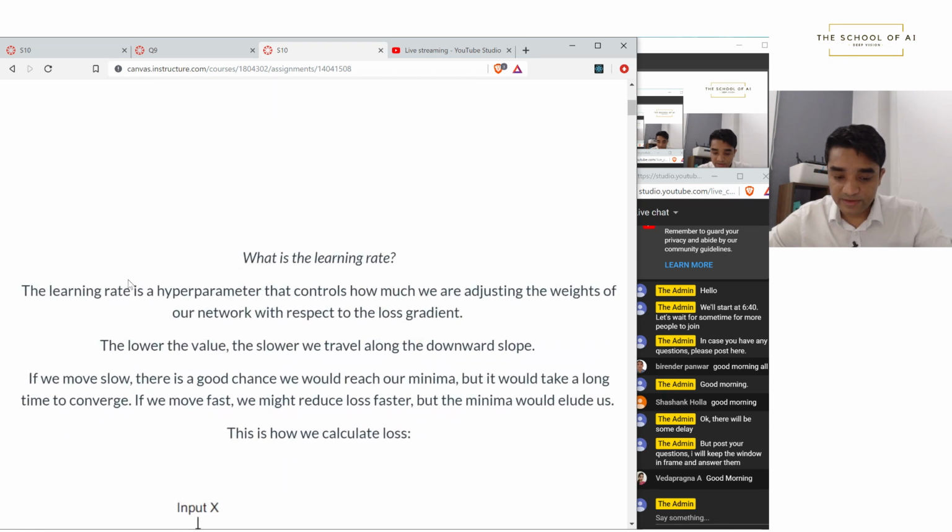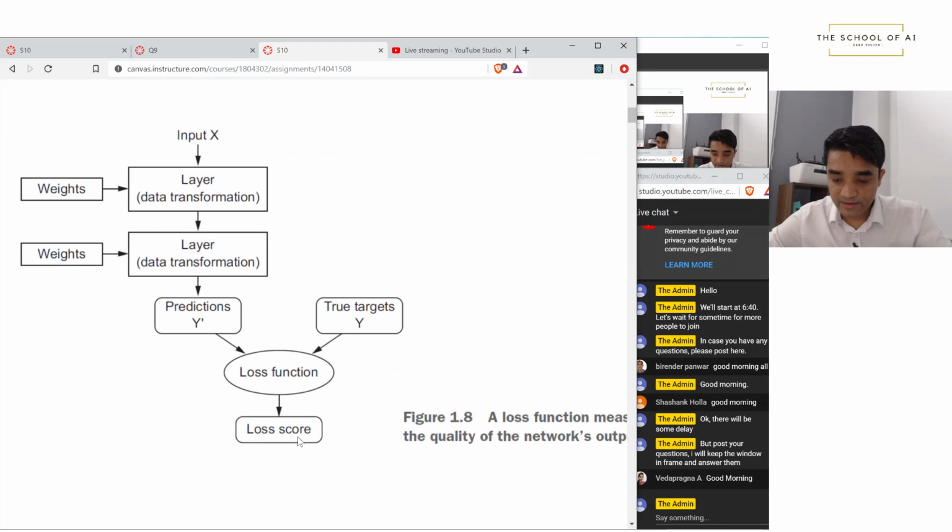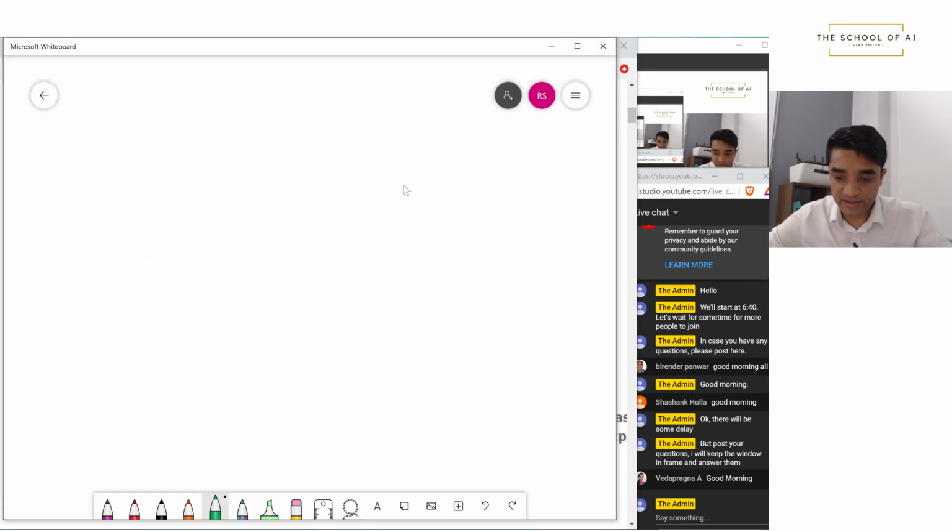Now, what is a learning rate? Learning rate is a hyperparameter that controls how much we are adjusting the weights of our network with respect to the loss gradient. Okay, we're going to look deeper into this, so don't worry. The lower the value, the slower we travel along the downward slope. If we move slow, there's a good chance we are going to reach our minimum, but it's going to take a long time to converge. If we move fast, we're going to reduce the loss faster, but the minimum will also elude us. This is how we calculate loss, right? Now, this is an important graph, so let's look at that.